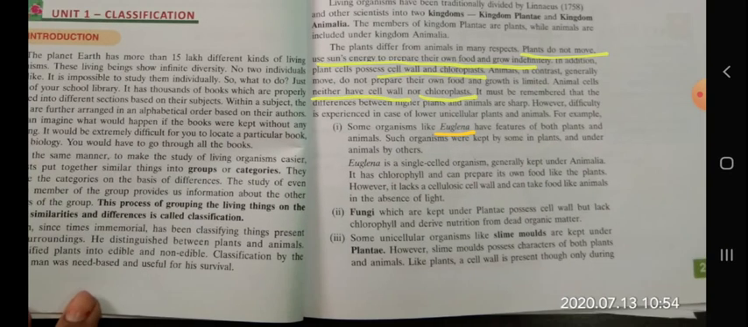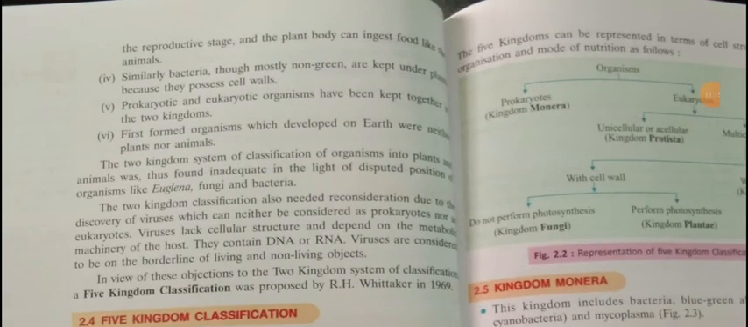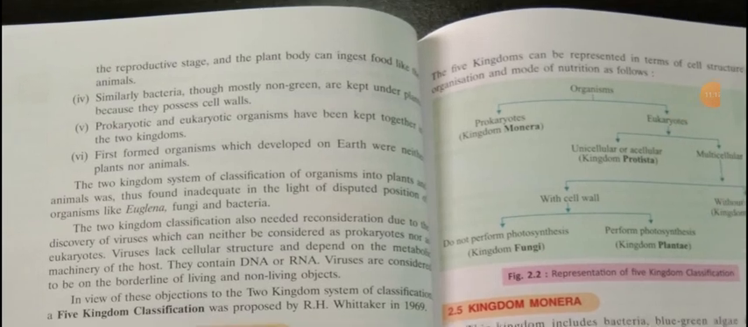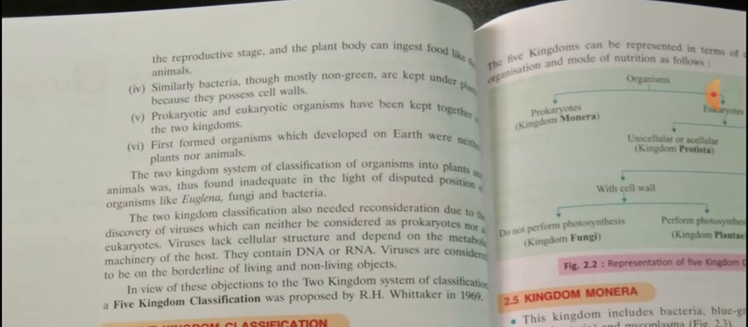Like plants, a cell wall is present, but only during the reproductive stage, and the plant body can ingest food like the animals. Similarly, bacteria, though mostly non-green, are kept under plantae because they possess cell walls. Prokaryotic and eukaryotic organisms have been kept together in the two kingdoms.